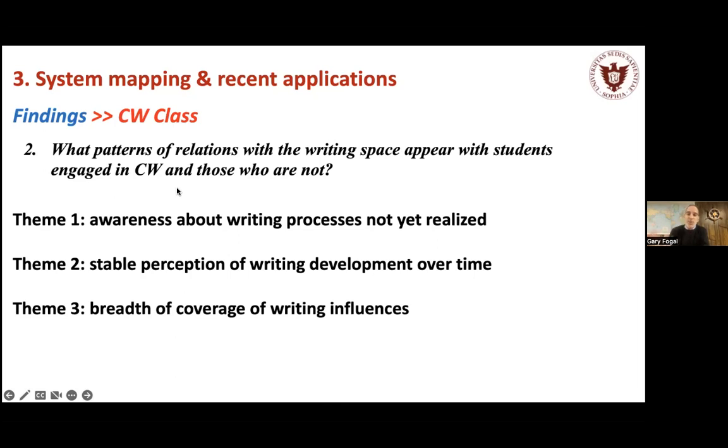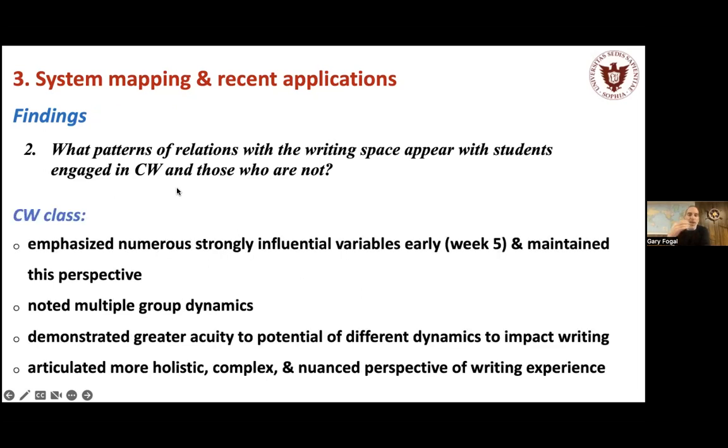So to sum up research question 2, when we combine the system mapping data with the interview data and consider these patterns of relations I was exploring with this question, the results show that the collaborative writing class emphasized a wider set of strongly influential variables early in the semester, and they maintained that perspective. They also noted multiple group dynamics, for example, among peers in small and large groups and with the instructor.